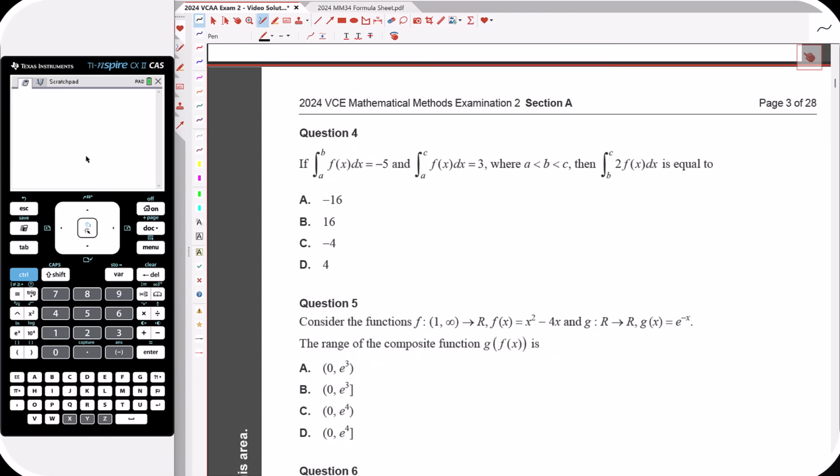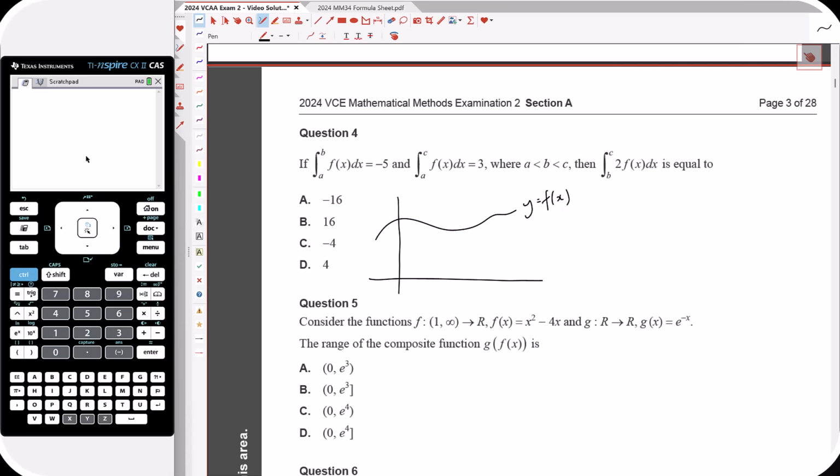Okay, question 4. If the integral of f of x from b to a is -5 and the integral from a to c is 3, then, so b is between a and c. Okay, so I usually like to think about these things graphically. It doesn't really matter the level of accuracy of the graph that you draw, because the logic still holds.